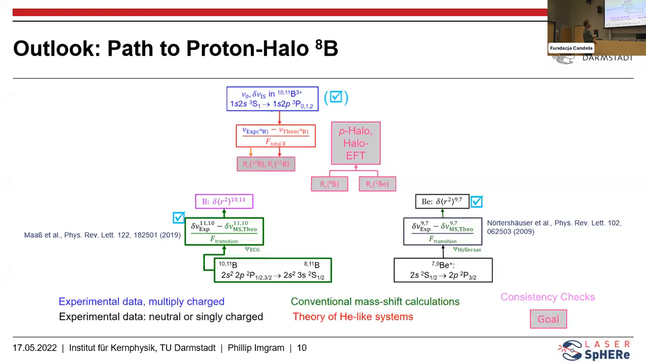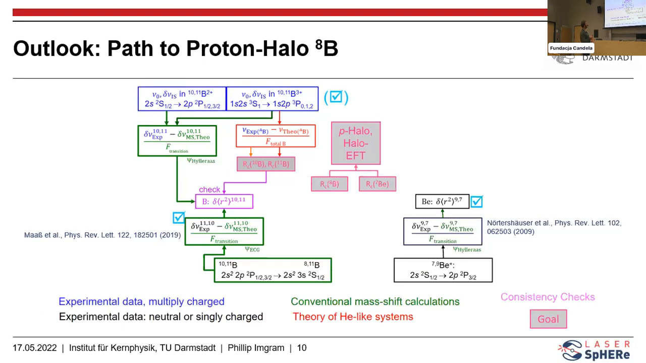So the next step here is, of course, to measure the charge radius of boron 10 and 11 via the helium-like system. From this we can also get the change of the nuclear charge radius and make a consistency check with our previous measurements. As in carbon, we again measure the isotope shift by itself in this two-electron system, and together with the conventional mass shift calculations in two-electron systems, we can check this value again.